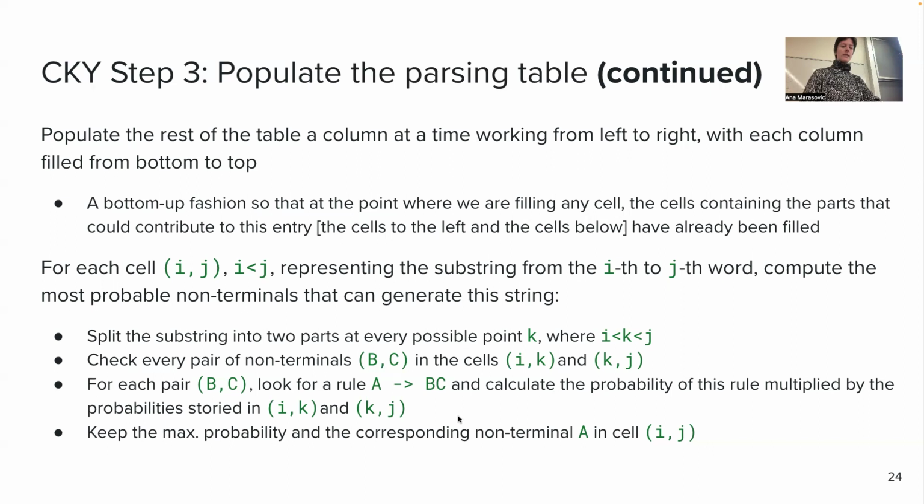So basically, this is what these rules are saying. You find a split point, then you look into your cells that correspond to the substrings that you have now created. And you look for the non-terminals and rules that can produce those substrings. And then you use that information. It's really hard to explain just by reading out loud these steps. So let's see it in an example.